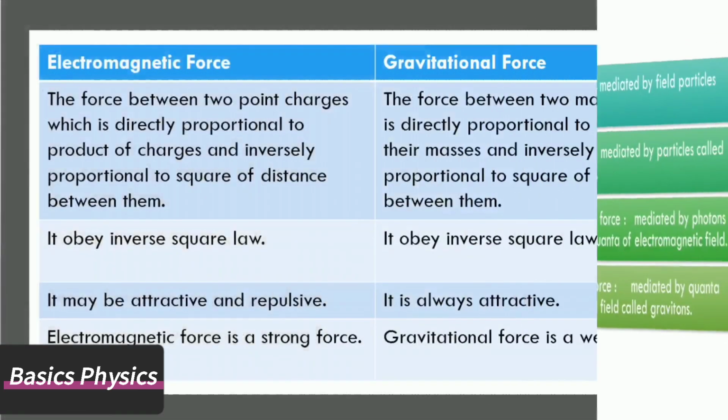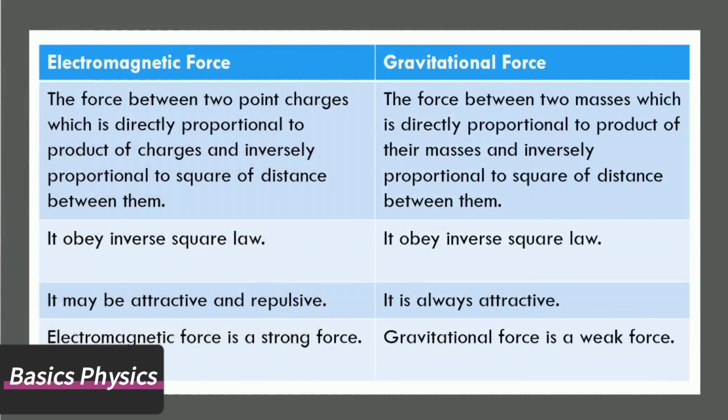Difference between gravitational and electromagnetic force. Electromagnetic force: the force between two point charges, which is directly proportional to the product of charges, and inversely proportional to the square of distance between them. Gravitational force: the force between two masses, which is directly proportional to the product of their masses, and inversely proportional to the square of distance between them. Both forces obey the inverse square law, which states that force is inversely proportional to the square of distance between them.